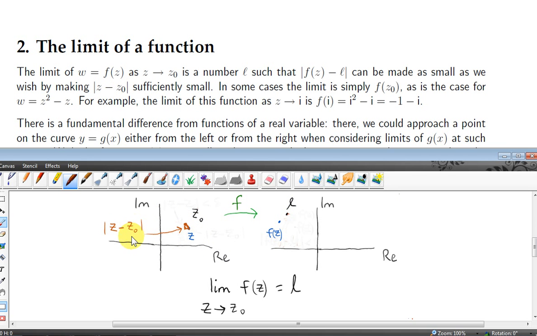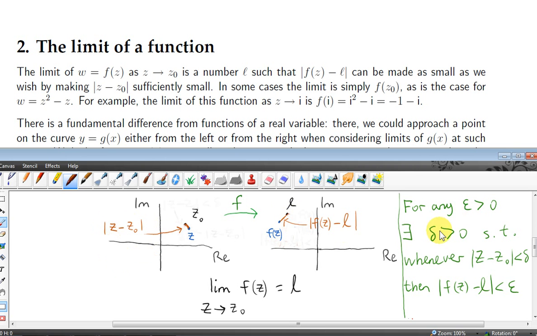Just subtract the real parts, subtract the imaginary parts, and get the modulus: we square the real and imaginary parts and then sum them, then take the square root after we've done the subtraction. We can subtract in any order. This is the same as mod z0 minus z, so we will get some positive real number. Similarly over here, the distance between f of z and L is the modulus of f of z minus L.